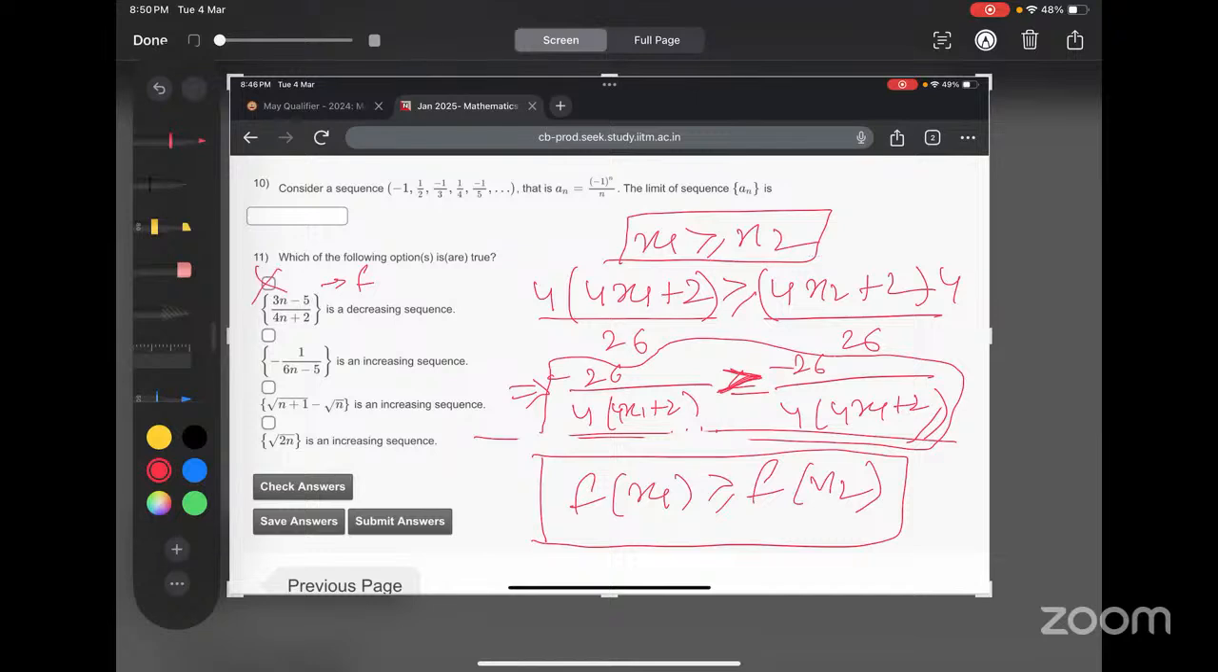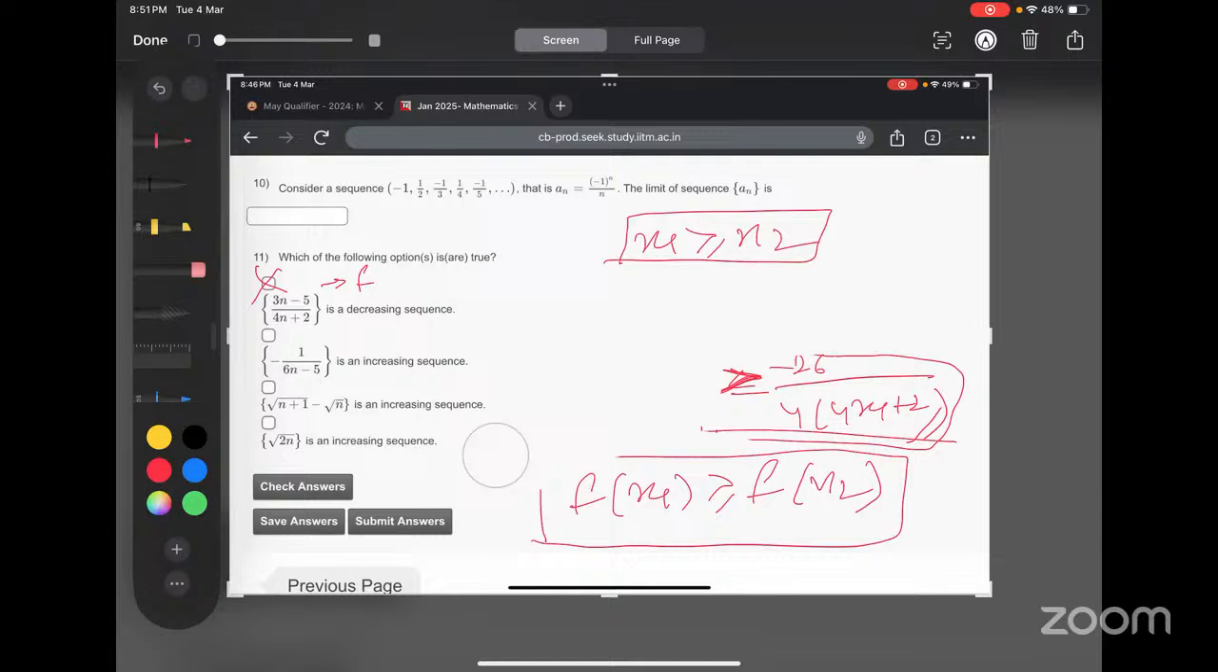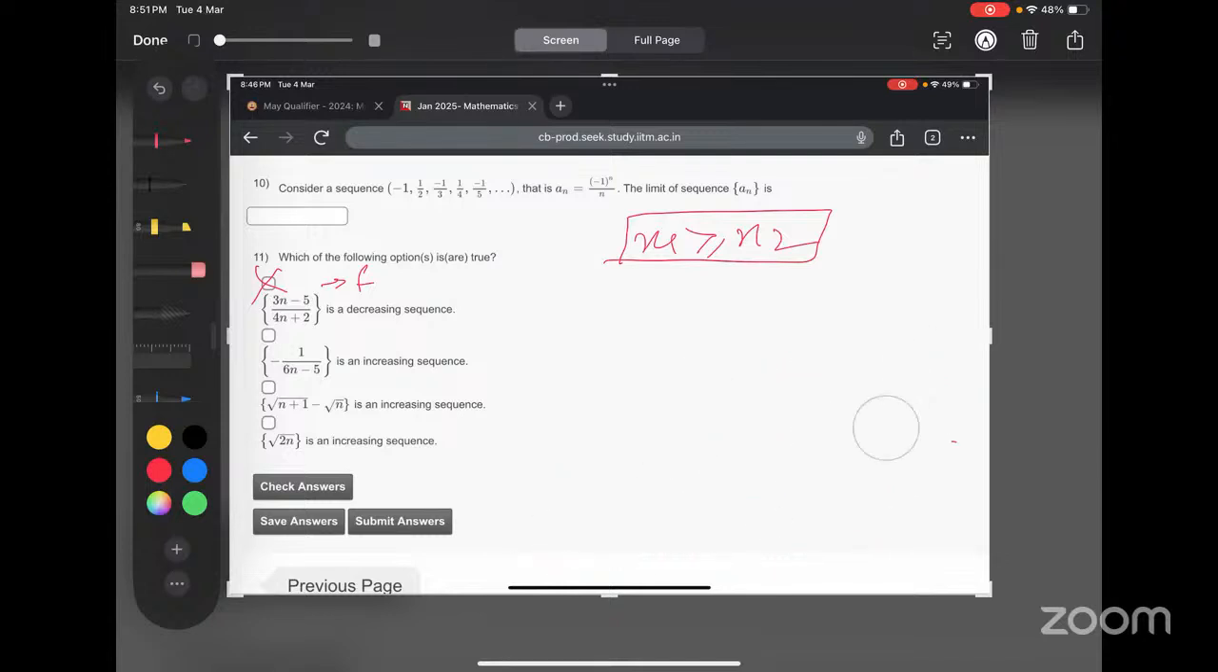Okay, ma'am. Similarly, can we check the second one? You just try to check and let me know. Start with x1 and x2. Then follow step by step. You should get it decreasing, if I'm not wrong.